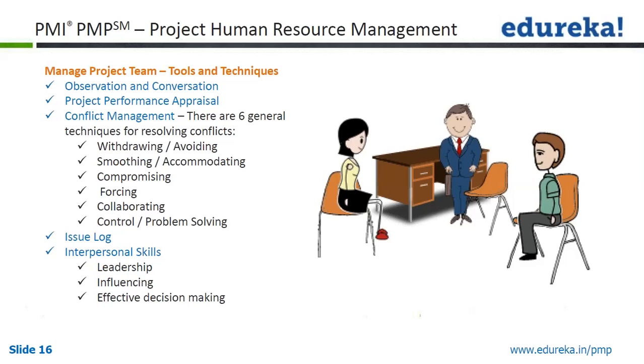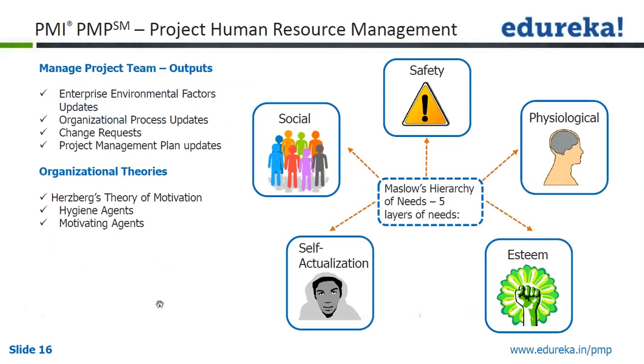Then you have something called an issue log. So this is just a log of issues between the various stakeholders, usually team members, and there will be at least one accountable person responsible to resolve this issue. There will be a time frame given and so on. So issue log in conjunction with conflict management will be used towards resolving the issues while managing the project team. And interpersonal skills, soft skills are very useful. They include leadership, influencing, and effective decision making, etc.